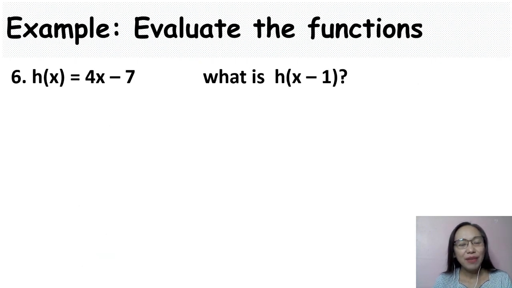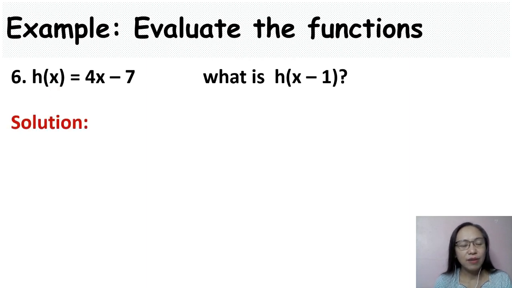And we have our last example. We have h of x is equal to 4x minus 7. And the question is, what is h at x minus 1? So look at this. Our supposed value for x becomes now x minus 1. So do not be confused with this, guys. You just have to substitute. We substitute x minus 1 to x in the original function.